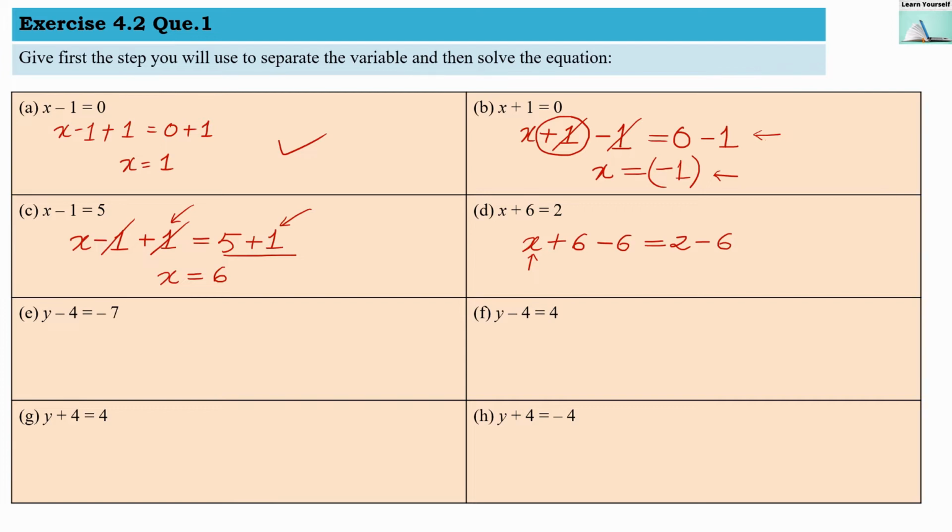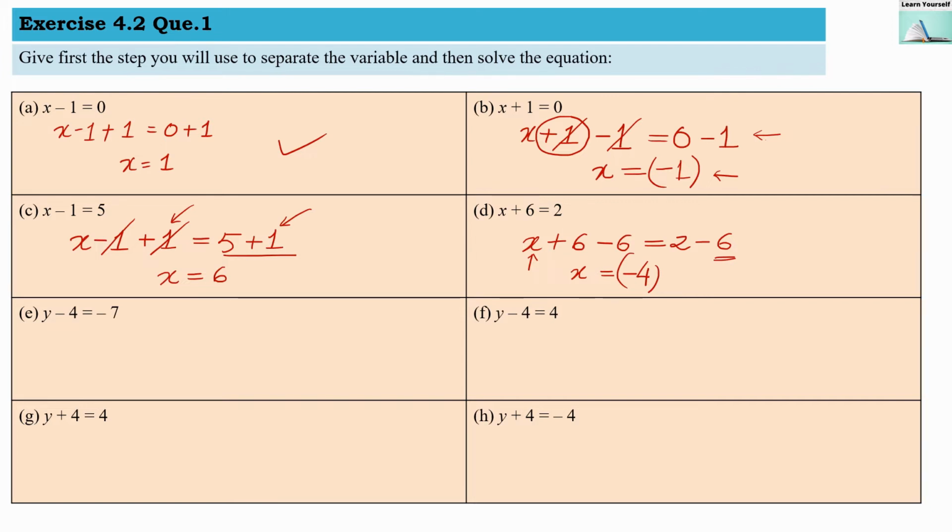So I got here x equals to, now here subtraction is there, but bigger number has minus sign. So I will get here 4, but it will get the bigger number's sign. So it is going to be x equals to minus 4.